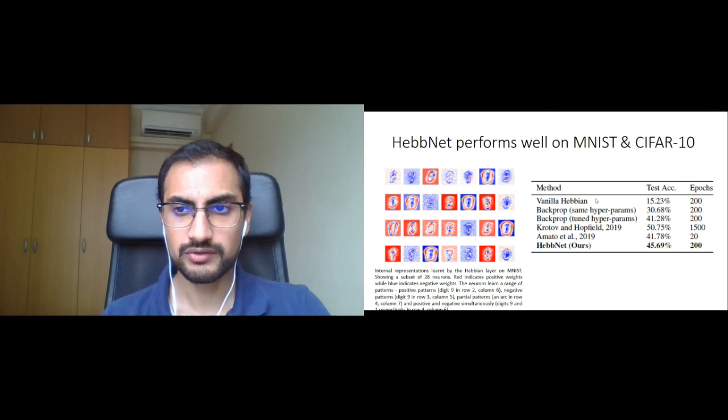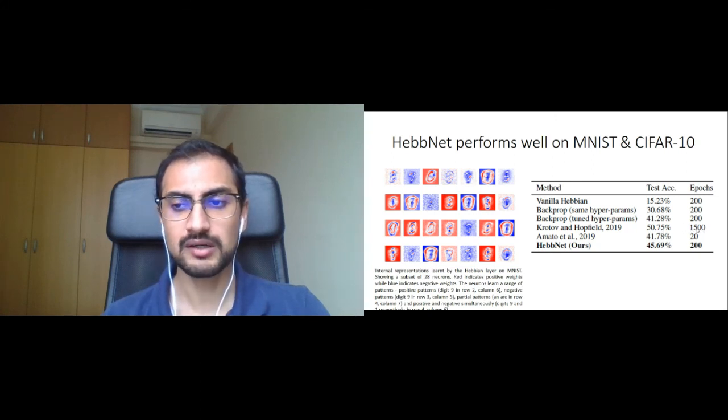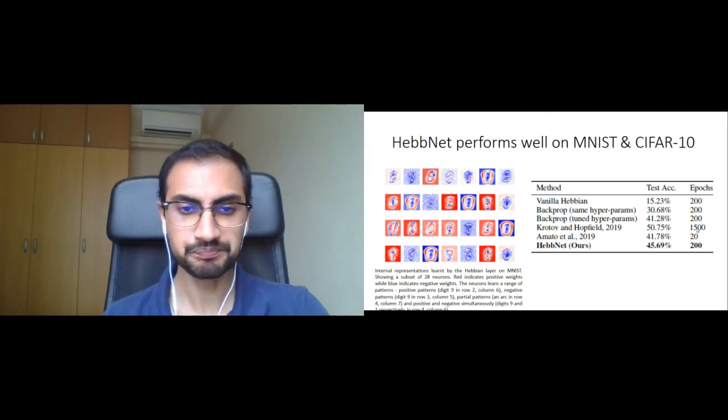Finally, looking at the results on CIFAR 10, we see that our algorithm HebNet beats backprop by quite a lot. We test backprop with the same hyperparameters as HebNet, but even when we specifically tune the hyperparameters for backprop, HebNet still beats it. It also beats another work by Amato et al., which is another Hebbian learning work. And compared to the state of the art, we are pretty close, but we reduced the number of epochs by quite a lot, by 7.5 times actually.